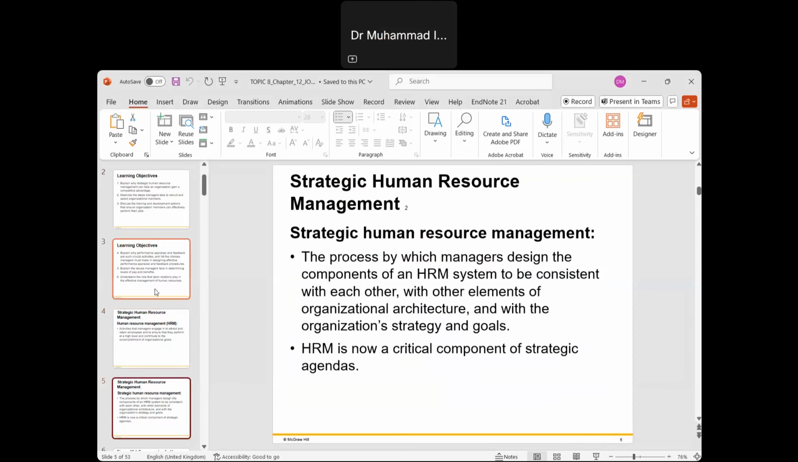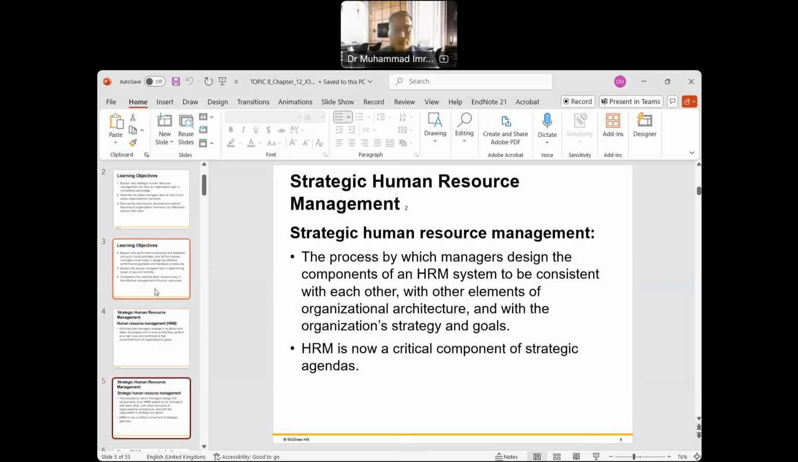Here is strategic human resource management. We are recruiting and planning for our employees according to our set strategy. So that is called strategic human resource management.